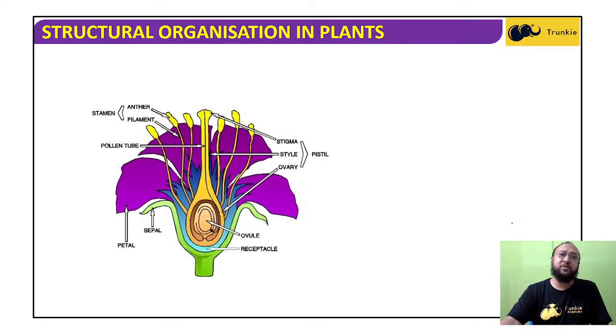Now you look at this picture and you look at this. Anther and filament together is called stamen. Okay, anther. Stigma, style, and ovary is called pistil or carpel. So this is a pistil here.